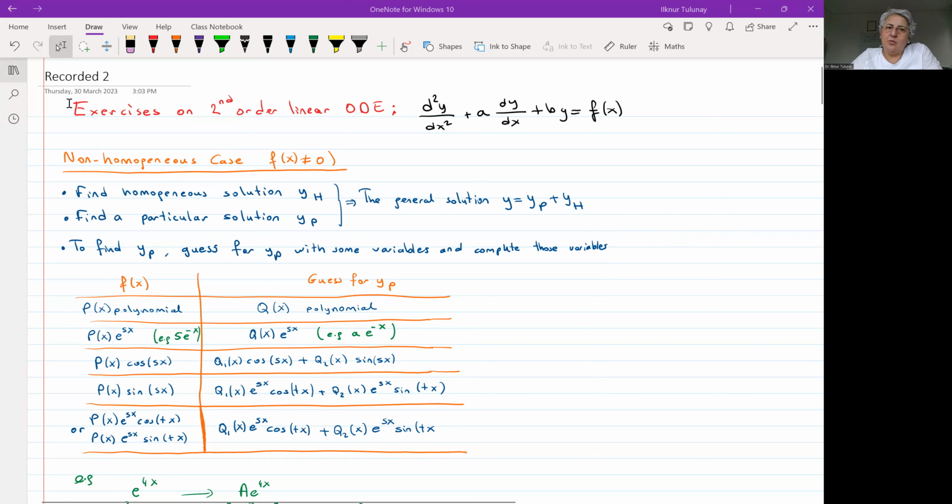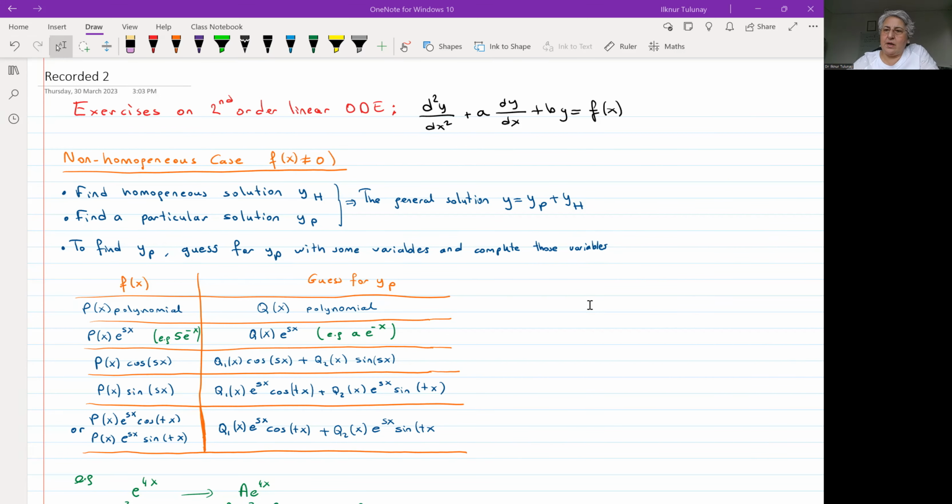Hello, everybody. I'm going to do some exercises on second order linear differential equations, and this is the non-homogeneous case. In the previous video, I explained how to calculate the homogeneous solutions for second order linear ordinary differential equations. Since the solutions are so long, I am going to divide this into a few videos on how to solve these questions.